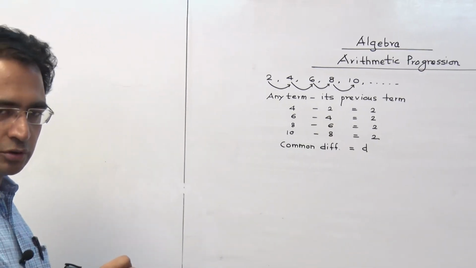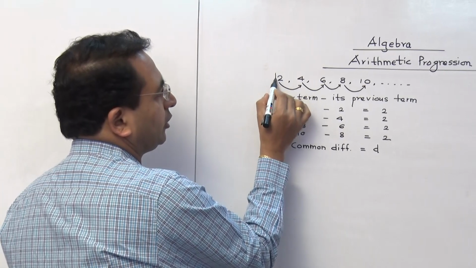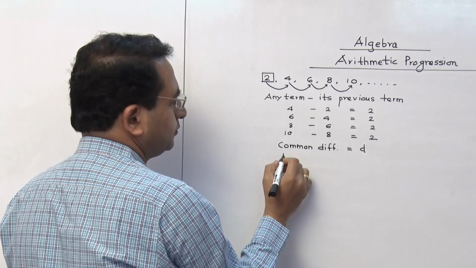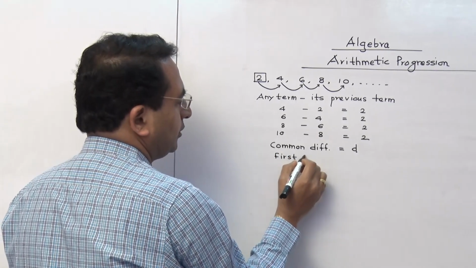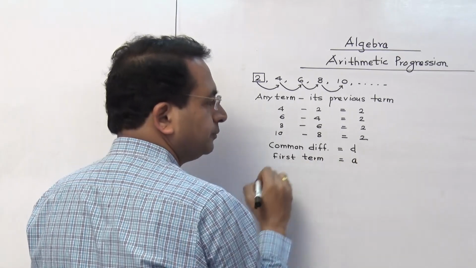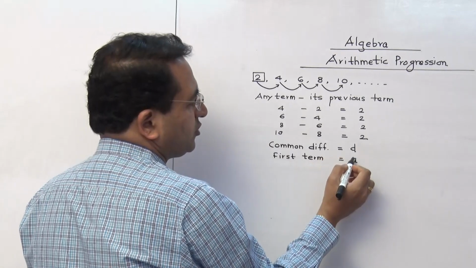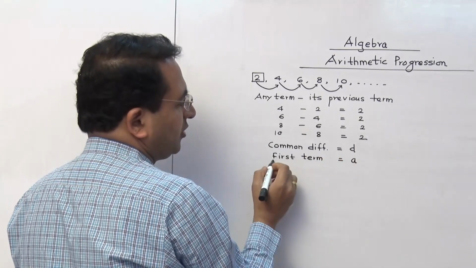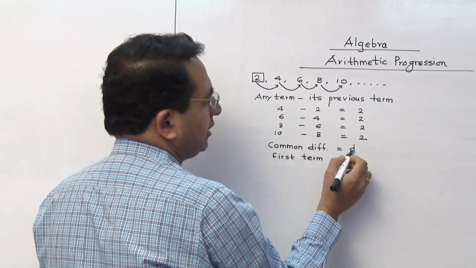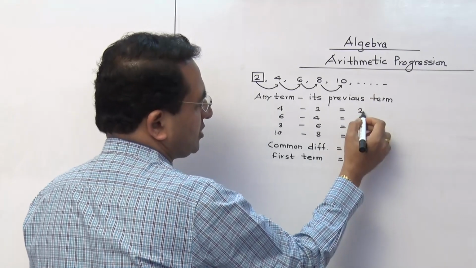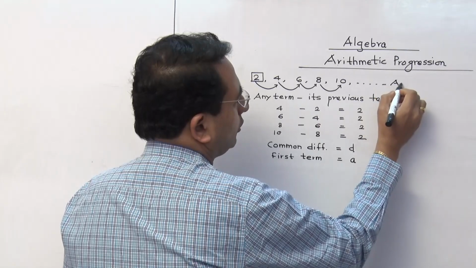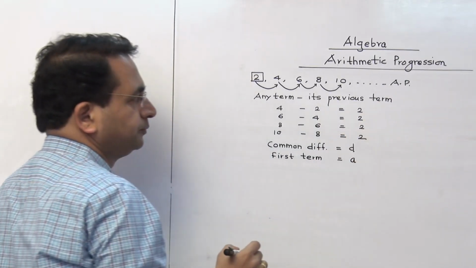That letter is used. Now this particular term is called the first term of the sequence. So I write here the first term is nothing but A. Now there are two terms which we are going to use now. The first term of the sequence is A, common difference is D. This sequence where common difference is a constant is known as arithmetic progression. In short, we write that as AP.